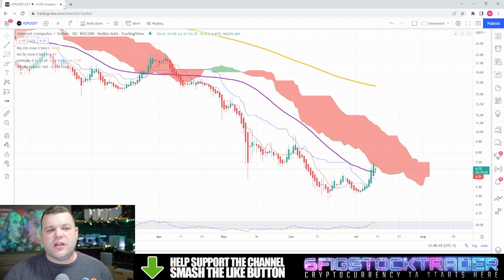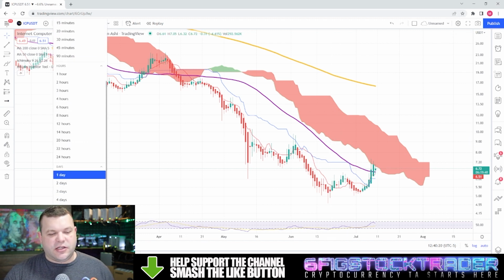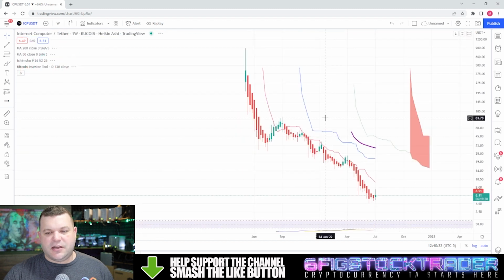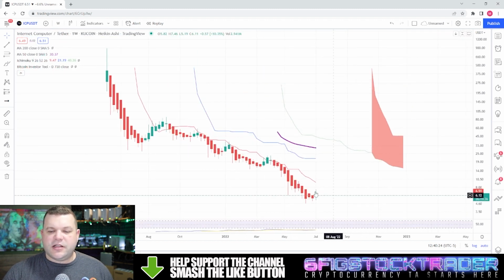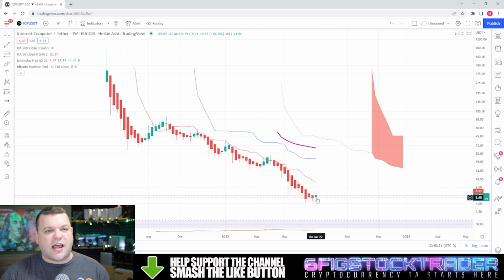We're going to start off just kind of looking at the weekly chart of ICP. So let's get that ready. You can see that we do have a green spinning top on the weekly, which is usually a good sign to see when we are looking at the reversal of momentum.